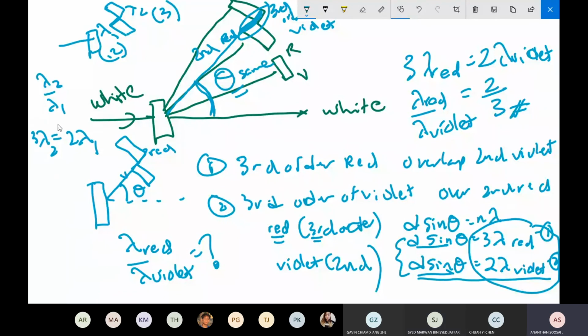Because d sine theta is the same. You see here, 3 lambda red must equal 2 lambda violet. So from here you can find the ratio of the wavelength. Lambda 2 over lambda 1 is 2 over 3. Okay. So a big wavelength will have a smaller order. A small wavelength will have a bigger order when overlapping happens. Any question from this slide? This explanation?